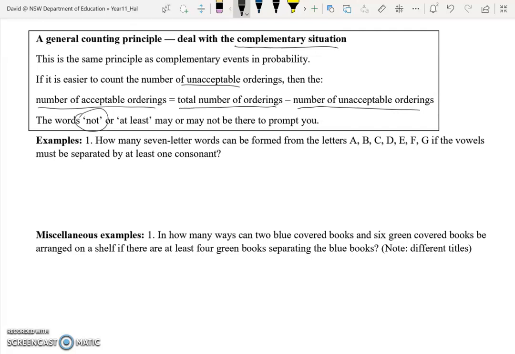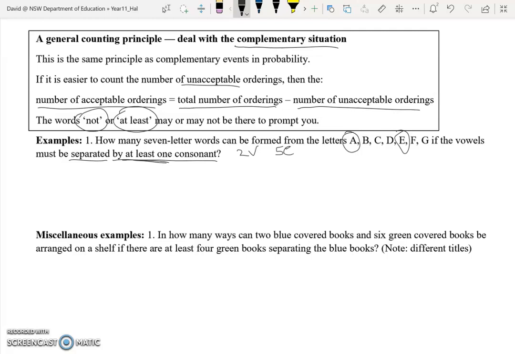Look for keywords like "not" or "at least," and they're a big prompt to use this method. So how many 7-letter words can be formed from the letters A, B, C, D, E, F, G if the vowels must be separated by at least one consonant? Okay, so how many vowels do we have? We have A and E. We have 2 vowels and 5 consonants.